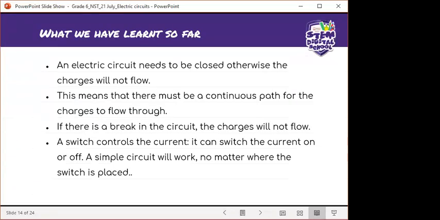So let us see what we have learned so far is that an electric circuit needs to be closed, otherwise charges will not flow, right? Then we said that this means that there must be a continuous path for charges to flow, or for electricity to flow, or for electric current to flow. So if there is a break in the circuit, the charges will not flow. A switch controls the current. It can switch the current on or off. A simple circuit will work no matter where the switch is placed. So this is what we have covered so far from yesterday and today's work. So you guys don't need to write this down. We have already written it.